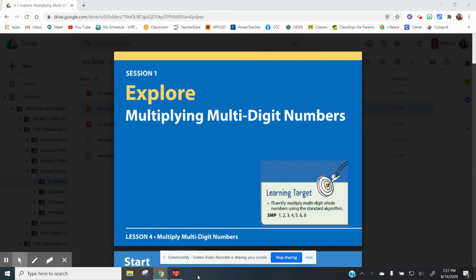So let's get going. We're going to be working out of our Ready Classroom Math Workbook. We're going to be on pages 55 through a little bit of 57. And so go ahead and take out your math workbook and turn to page 55.